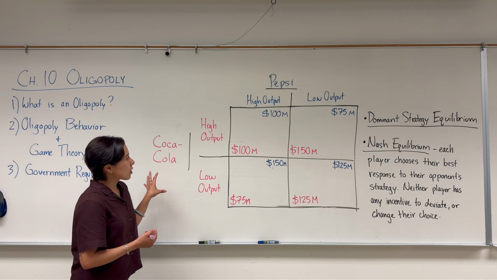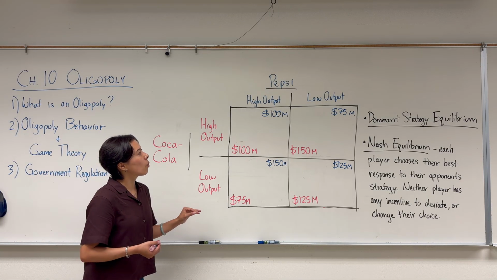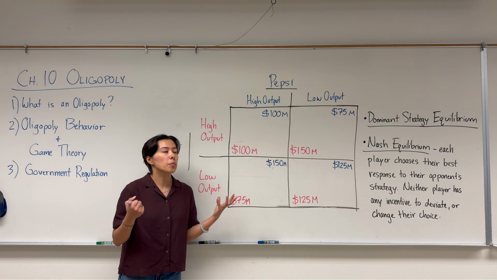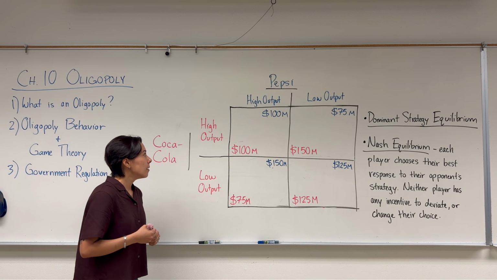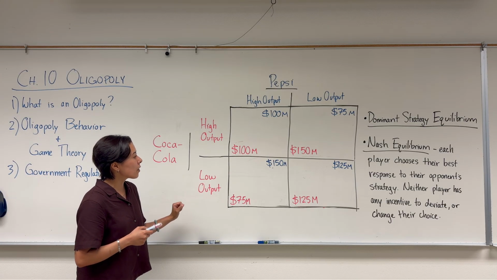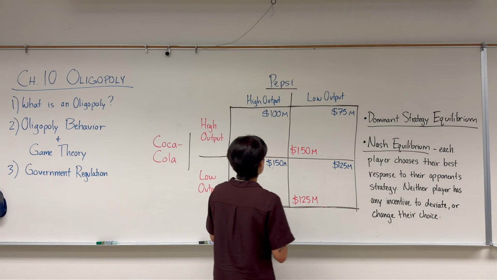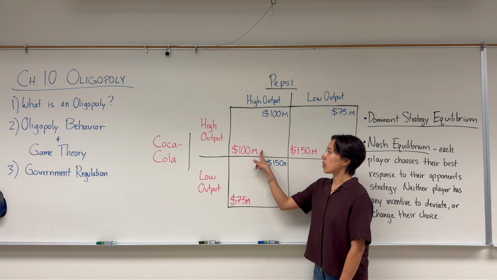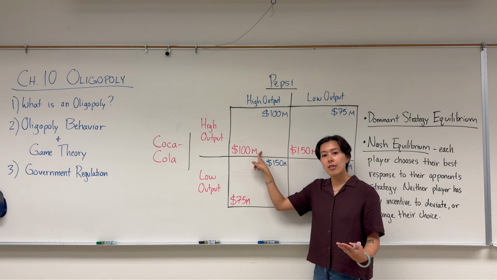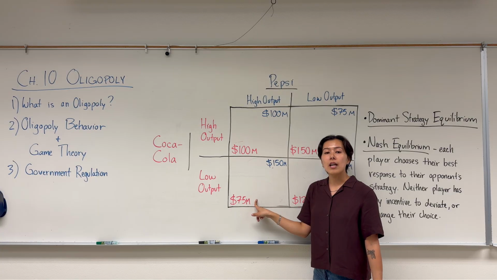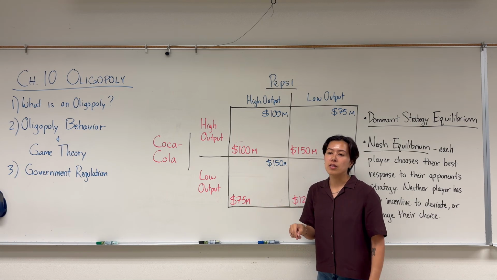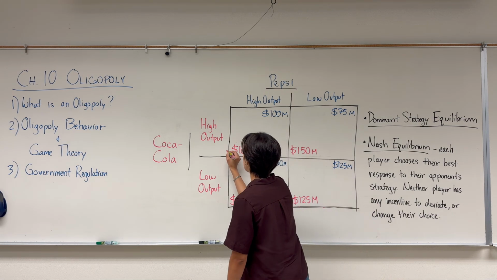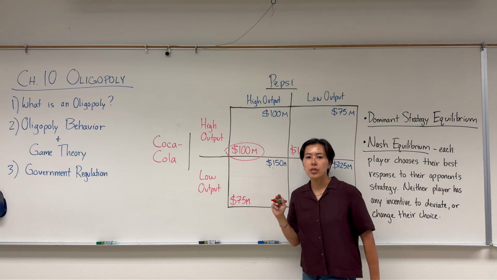So first, I'm going to imagine that I'm Coca-Cola, and I want to see what my best response would be if I expect Pepsi to produce the high level of output. If Pepsi is going to produce the high level of output, then I'm faced with this choice between either $100 million from matching their output or $75 million if I produce the low level of output. So as Coca-Cola, if Pepsi produces the high level of output, Coca-Cola will also produce the high level of output.